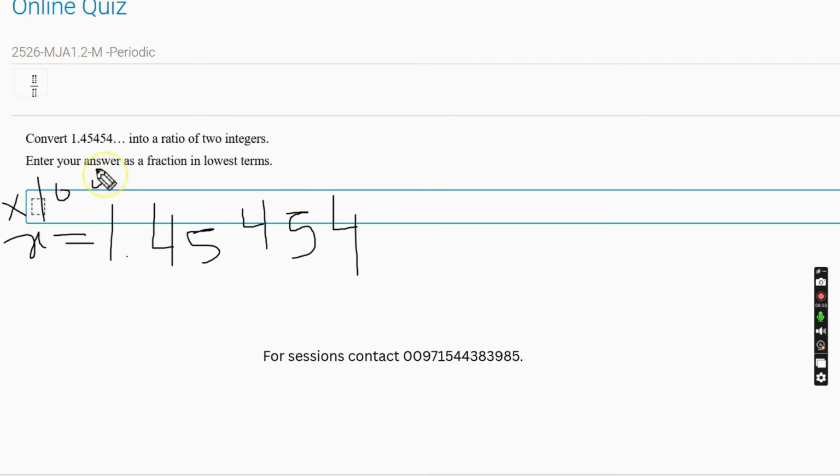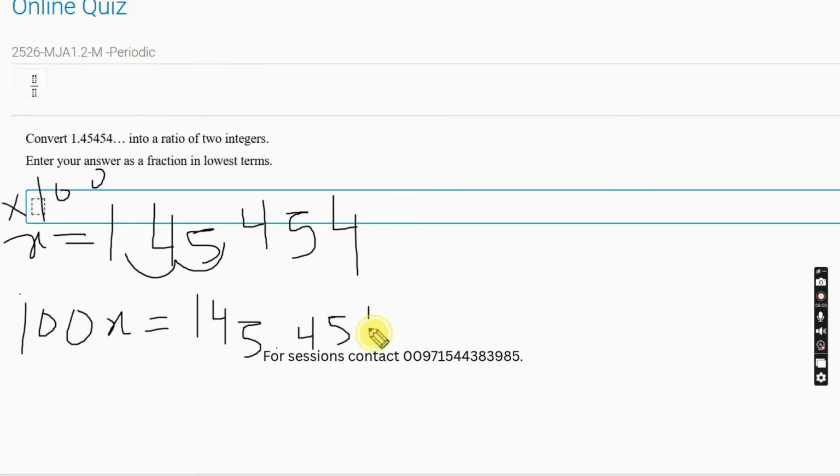Why? Because I want to get these repeating decimals on the left side, right? To remove them. So 100x, to remove the extra ones. So 100x is equals to 145.454. Just subtract them together. What will you get? You get 144, right? So 1.45. If I just remove this, the point was here. You subtract these two together. So 100x minus x is equals to 99x.